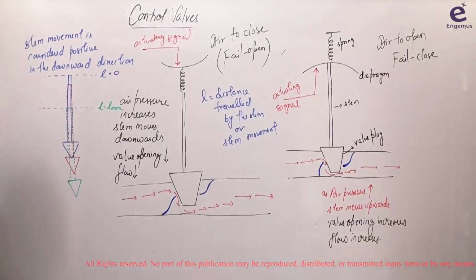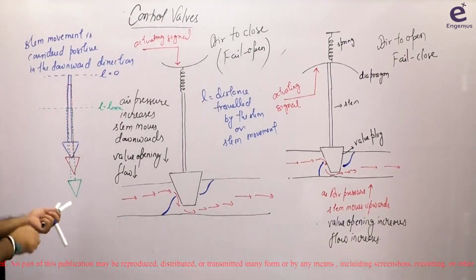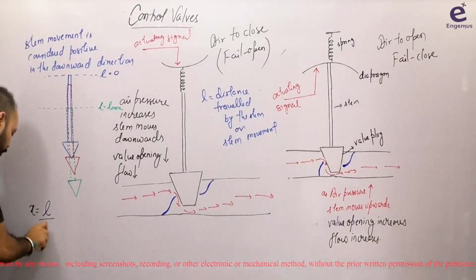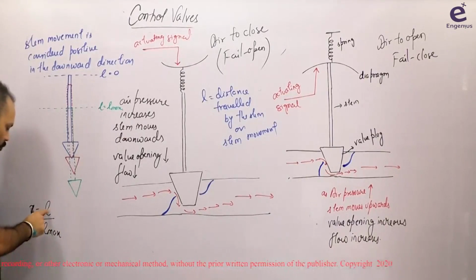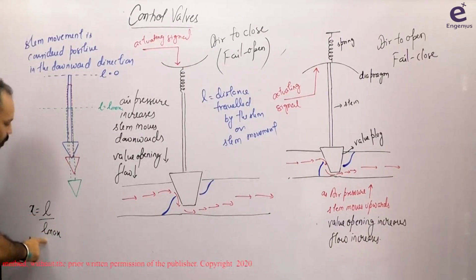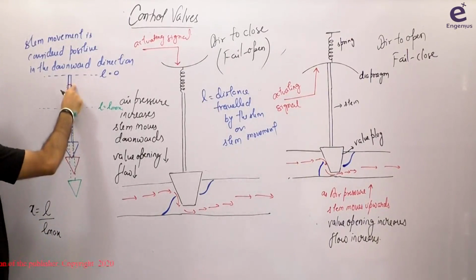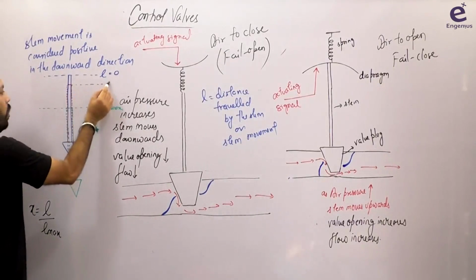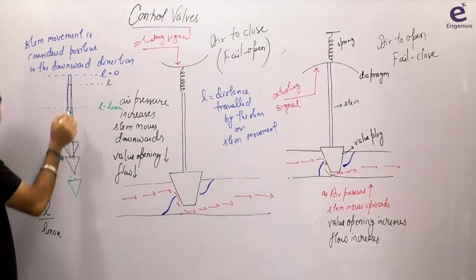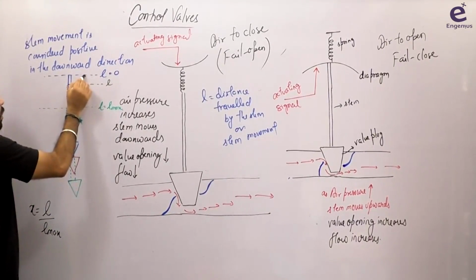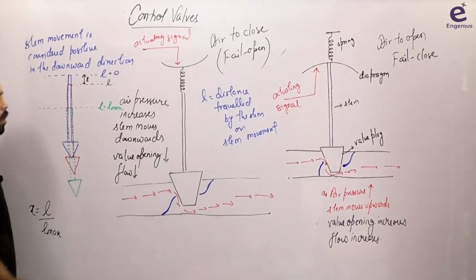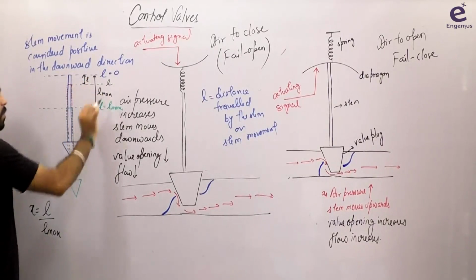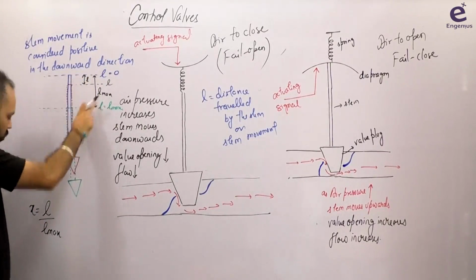Right. Okay, so we can define here that x is equal to L divided by L max, meaning how much the stem has traveled. Suppose the stem has traveled up to this point only, this is L equal to 0 and this point is L. Suppose the stem has traveled by this much. How much did the stem travel? This much. What is this? This is L. But if the stem travels the maximum distance, what is this distance? This is L max. Correct? So L by L max is called x.